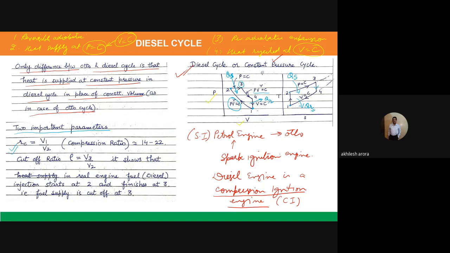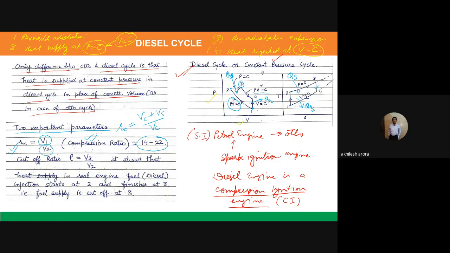What was RC? RC was compression ratio, and it is the ratio of the volume before the start of the compression divided by the volume after the compression is over. So this value in case of diesel engine is equal to 14 to 22, and this value RC, once again I am reminding you, is equal to VC plus VS divided by VC. Okay, so once again the compression ratio varies between 14 to 22.